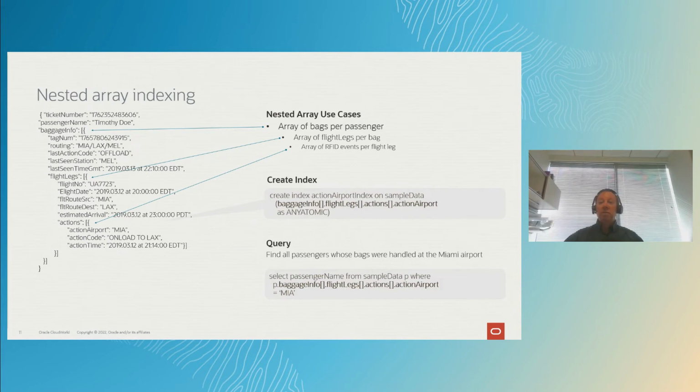At the bottom of the screen, we show an example query where we list the passengers who had bags handled at the Miami airport. So through this example, we would then go gather the data through the use of the index that we just created. So this extremely powerful index functionality comes into play when handling real-world data.